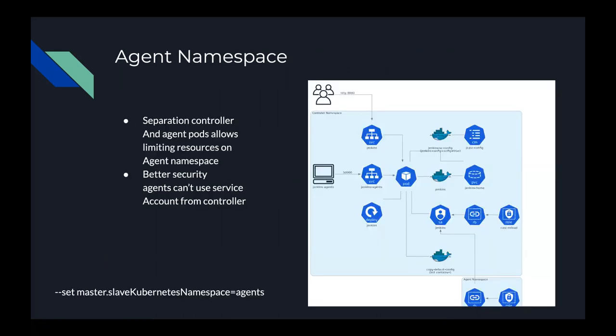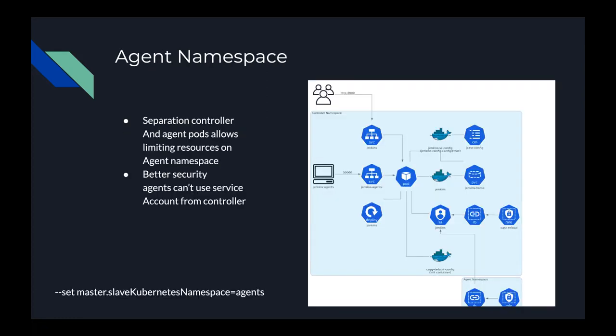Here we have what we've called an agent namespace, which has the separate controller and the agent pod. These are allowing limited resources only on the agent namespace, and that's better for security and also resource consumption of the cluster overall.